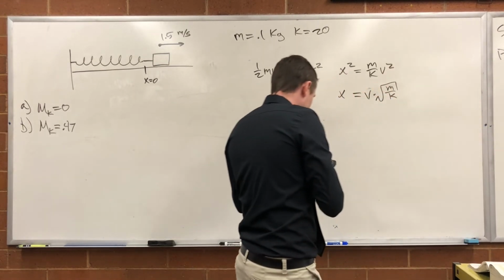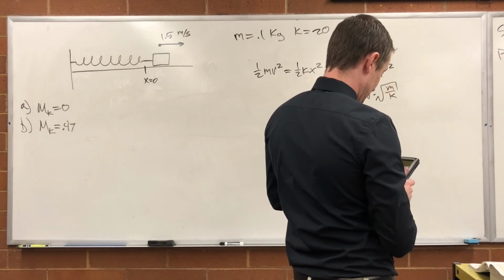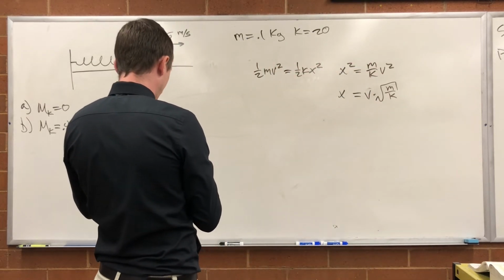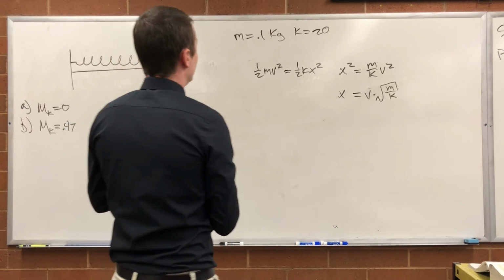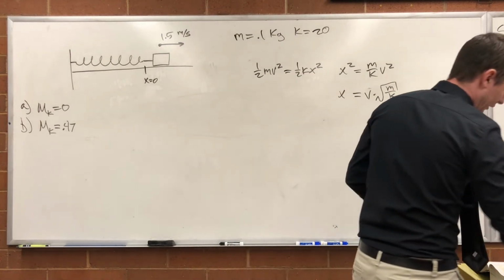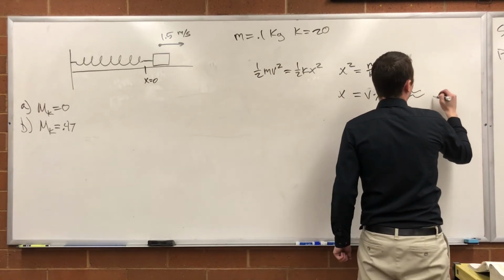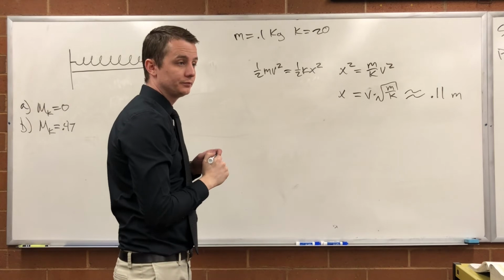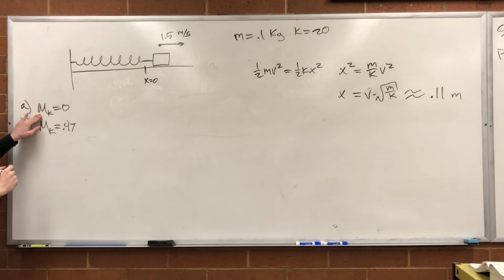Okay, so that now is equal to, our velocity was 1.5 times the square root of our mass, which was 0.1, divided by our spring constant, which was 20. And it goes 11 centimeters. Sounds right. Okay, that was the case where there was no friction.